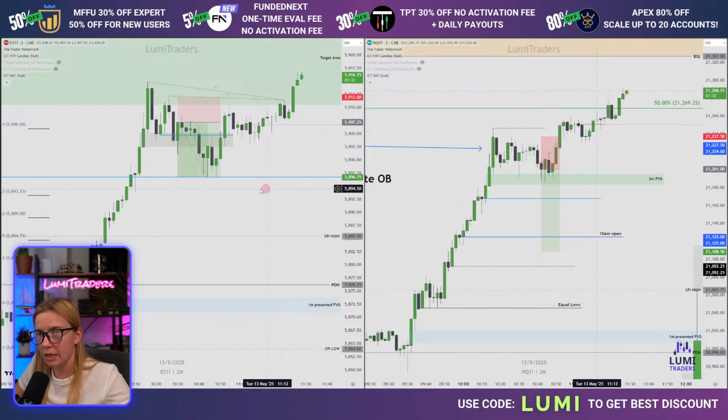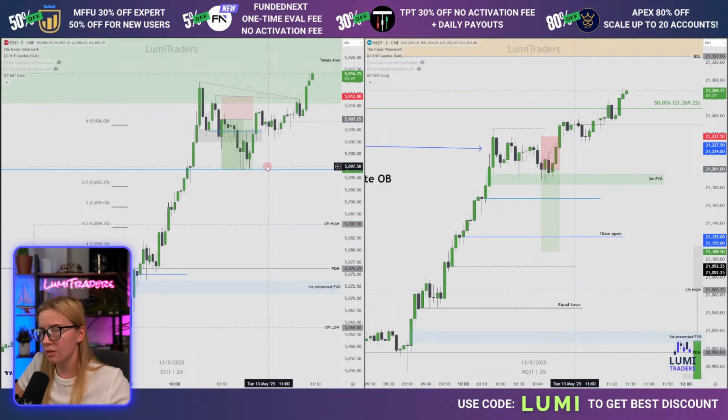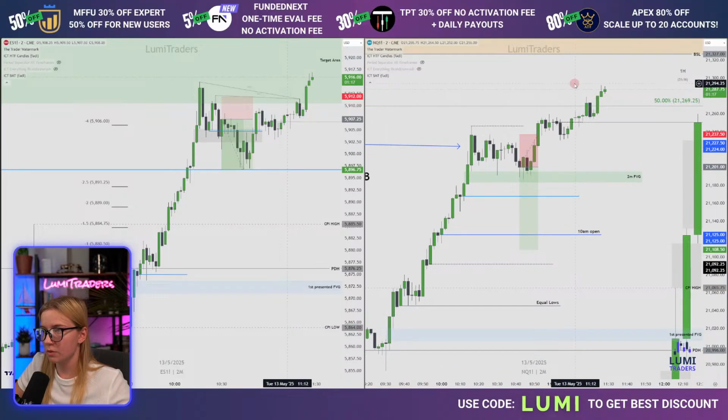Finally, ES took buy side liquidity. What kind of buy side liquidity? We're still inside the weekly breaker block. Yeah, interesting. Probably ES and NQ want to go to buy side right here. Did not expect to see this without retracement.